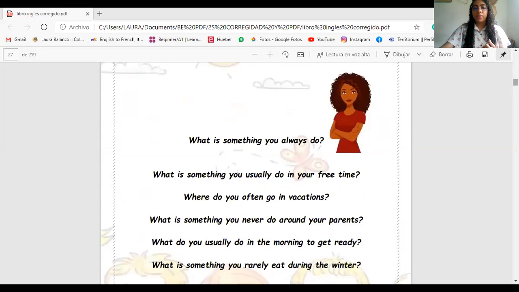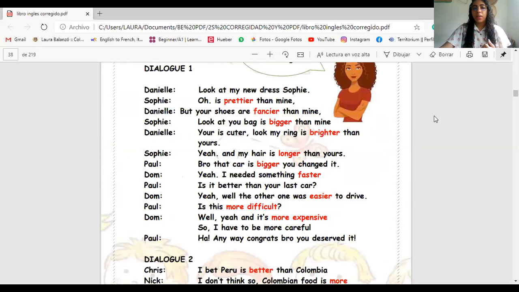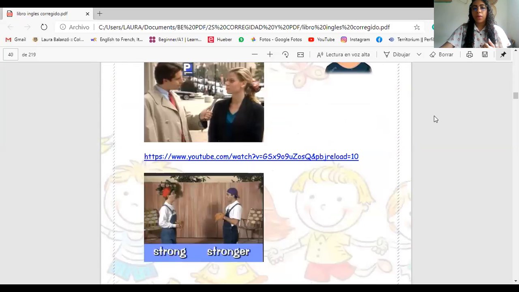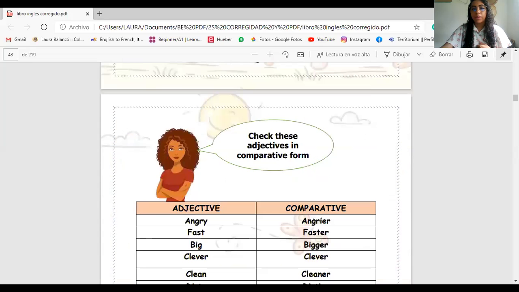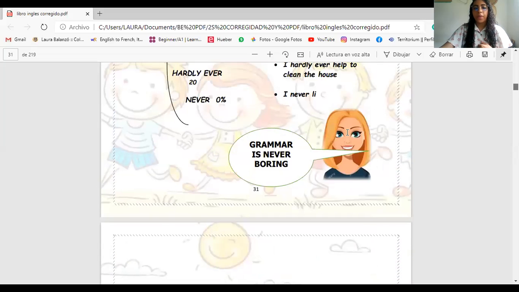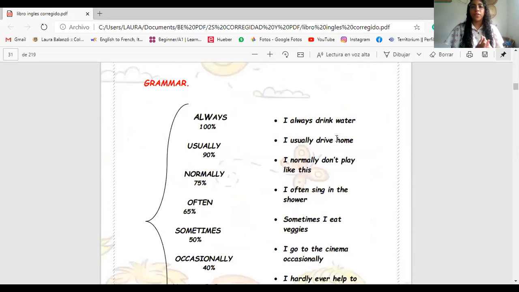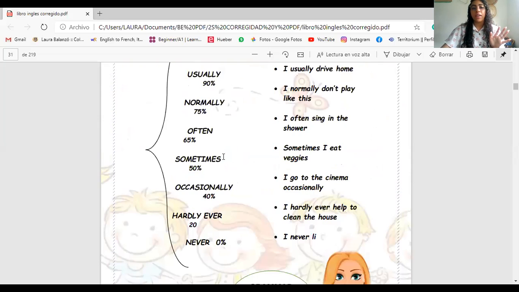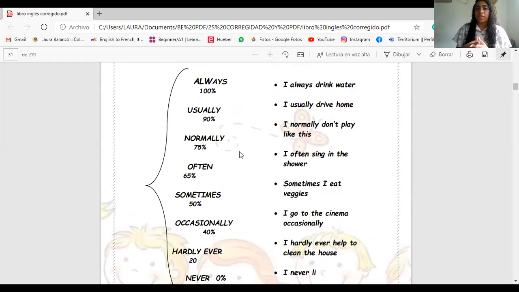I'm gonna go to the grammar, voy a ir a la gramática. Here. Okay, so grammar. I'm gonna explain about the adverbs of frequency. Vamos a hacer una explicación del tema 3 de esta semana, los adverbios de frecuencia, esas palabritas que usamos para identificar cuánto o cada cuánto pasa algo, una acción. So, our adverbs are always, usually, normally, often, sometimes, occasionally, hardly ever, never. Hay más adverbios de frecuencia, pero por el momento vamos a aprender estos. Right? So, empezamos with always.